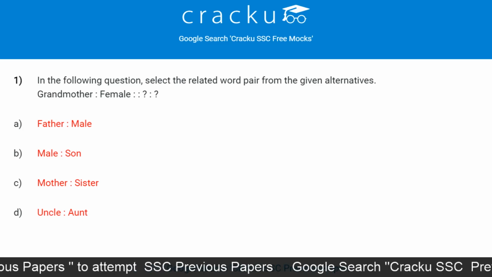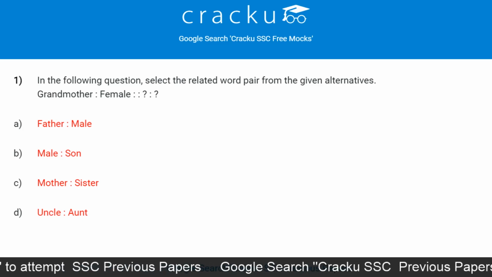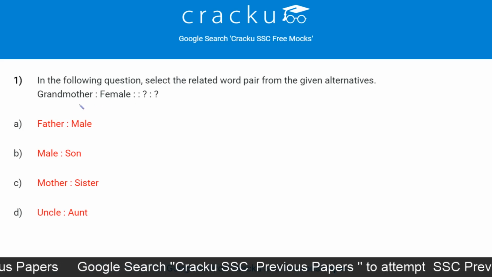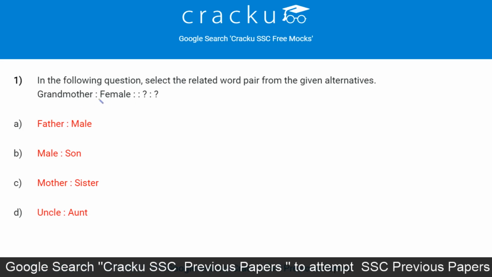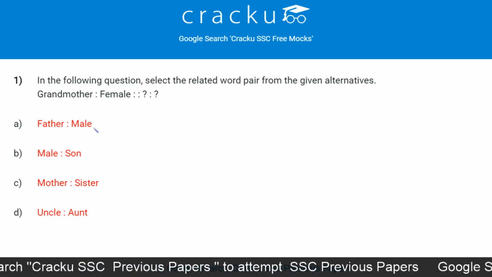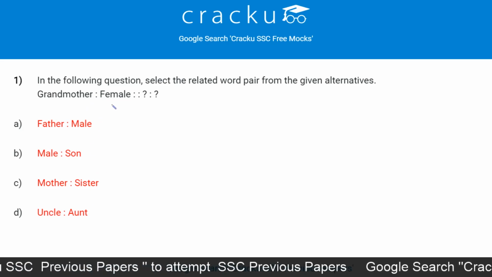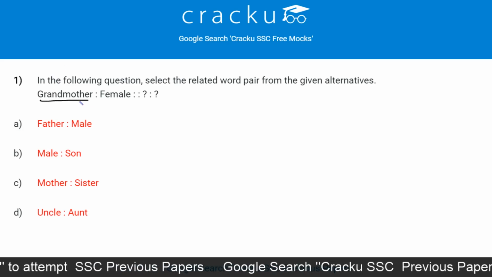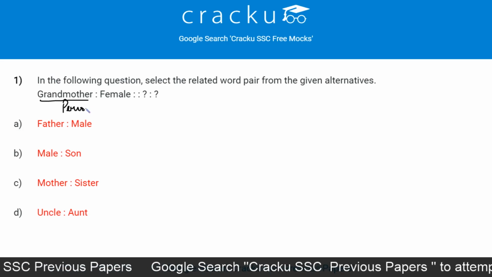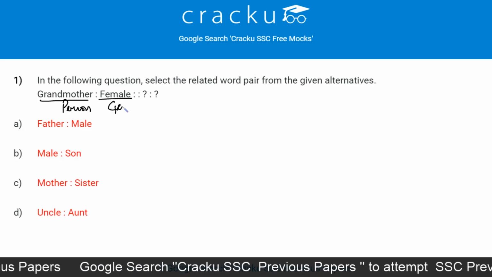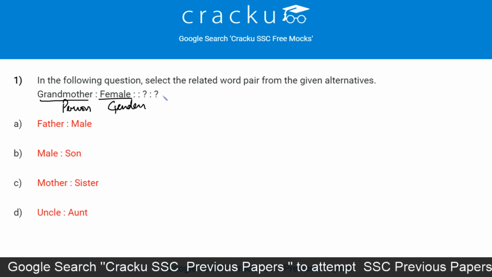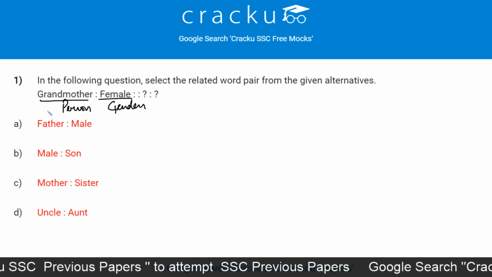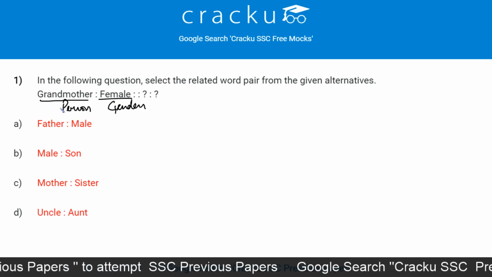In the following question, select the related word pair from the given alternatives. Grandmother, female. So here he has given an analogy and we have to choose one of the analogies which is similar to this. If you see grandmother, here he has given a person and female, this is gender. Now we have to find one of these which is exactly fitting the similar relationship between grandmother and female.